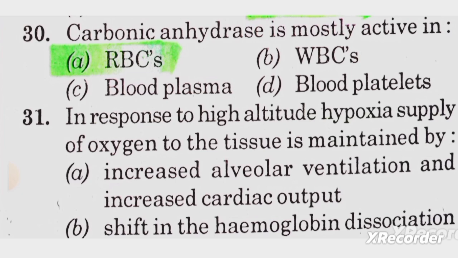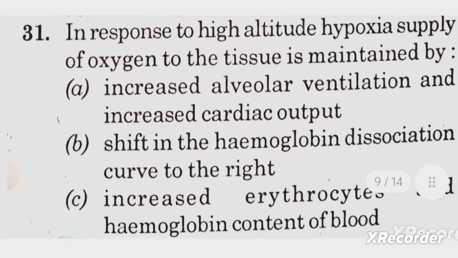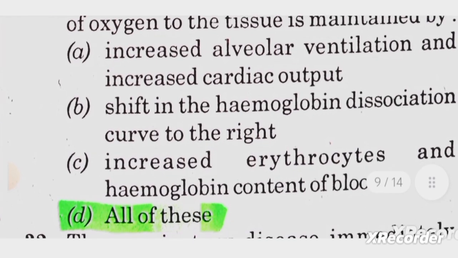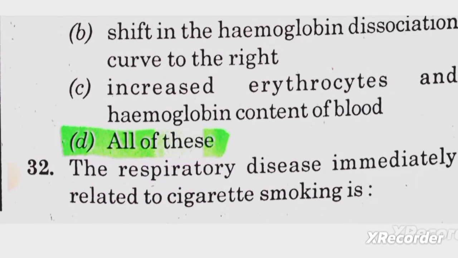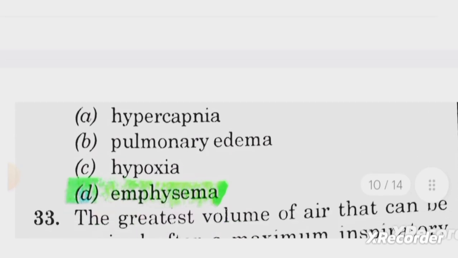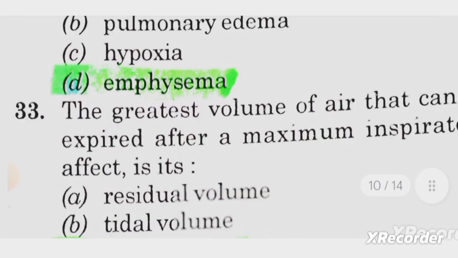Next. 31. In response to high altitude hypoxia, supply of oxygen to the tissue is maintained by answer A, all of this. Increased alveolar ventilation and increased cardiac output. B. Shift in the hemoglobin dissociation curve to the right. C. Increased erythrocytes and hemoglobin content of blood. Next. 32. The respiratory disease immediately related to cigarette smoking is answer D, emphysema.